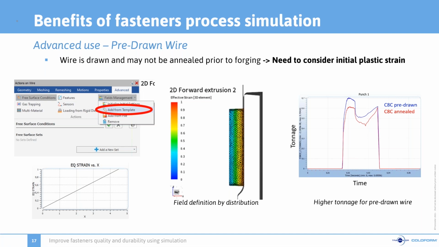To the right, we have a comparison of the tonnage obtained by the forming of a pre-drawn wire and an annealed wire. For the pre-drawn wire, we consider the initial plastic deformation as described to the left. By considering this initial plastic deformation, we can notice that for the pre-drawn wire a higher tonnage is required to form it.